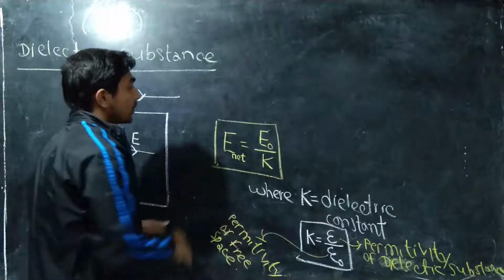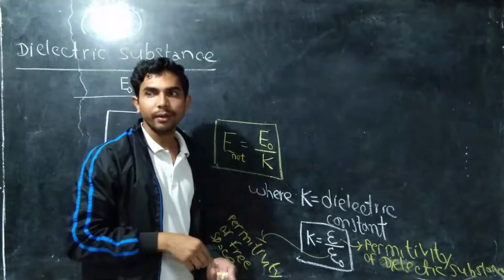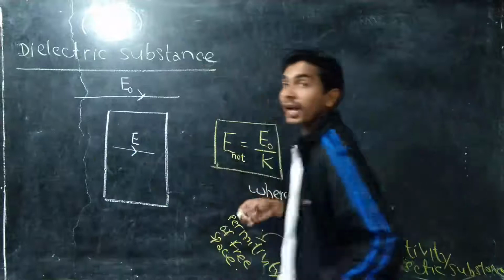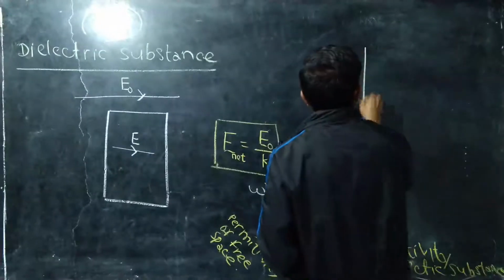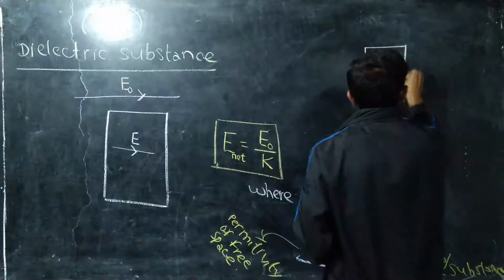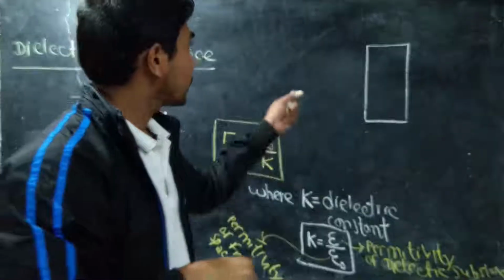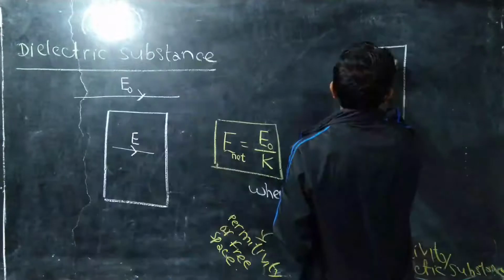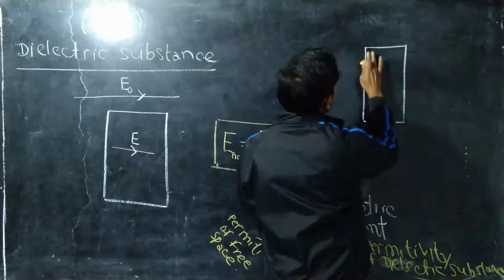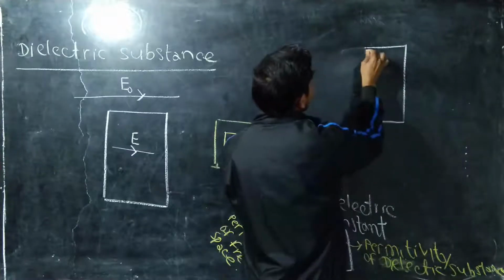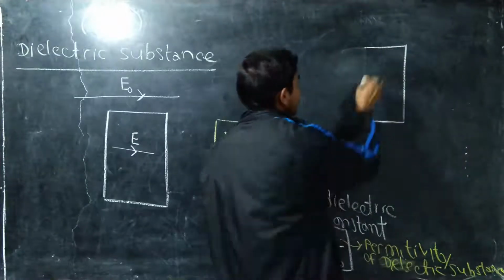Now, why is the electric field becoming E naught by K? See, as I bring this dielectric into an electric field, what is going to happen? Suppose I bring this into an electric field. So inside this dielectric, what is going to happen? You can see here, I have to draw a somewhat big diagram, otherwise it is difficult to understand.